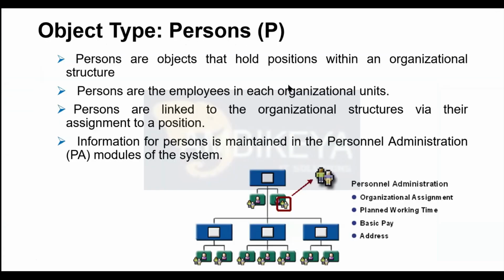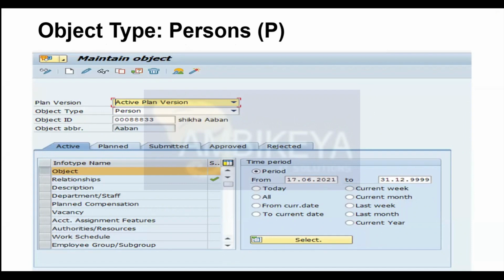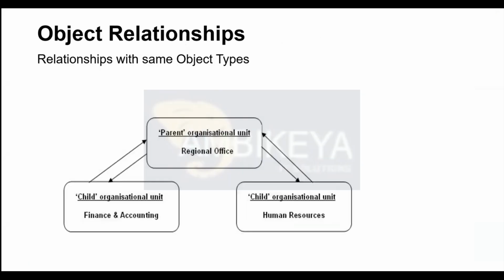Now we'll talk about the object type called P, that is person. A person is someone who holds a position in an org unit. These persons are the employees in the company. They are linked to the org unit or org structure through positions, and all the information of the person is saved in the personal administration module. So this is how the table is there.